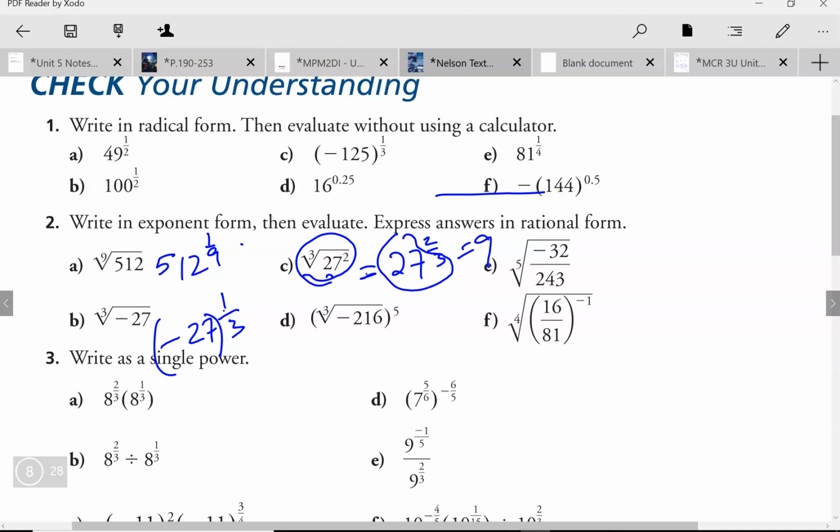Doing 27 squared is possible, I suppose. It's not too much work. It's 729. And you know 9 cubed is 729, so it's not that big a deal, but it's easier to do it this way. Likewise, this is negative 6 to the power of 5.